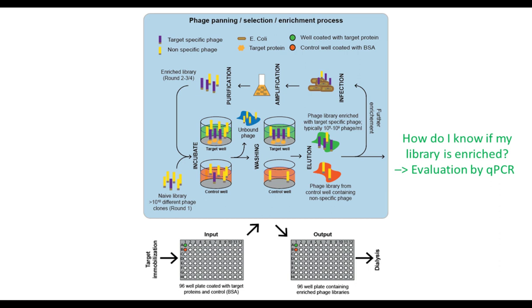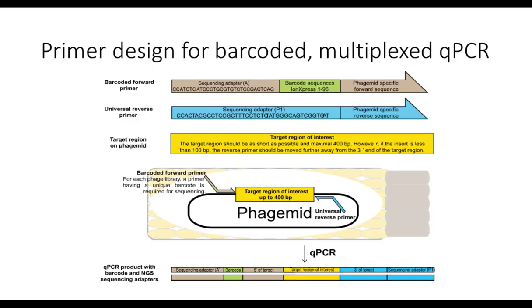All right, but now here, how do we determine if actually there is more phage in our target reaction than in our control reaction? We do qPCR, and the qPCR is done as follows. So you have a reverse primer that binds downstream of your region of interest, which in our case is the peptide, but can be up to 400 base pairs. And you have a barcoded forward primer that binds upstream. And the little barcode, that's really just some DNA sequence that's unique. And we have 96 primers. So for each well, for each library, we have a separate primer. This helps us at the end to basically demultiplex the whole reaction again.